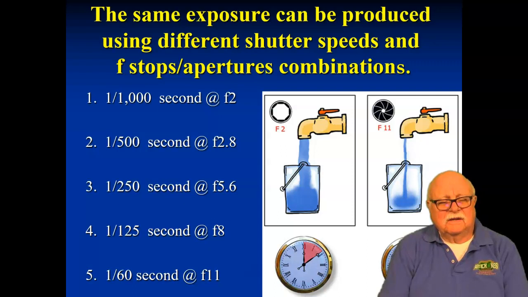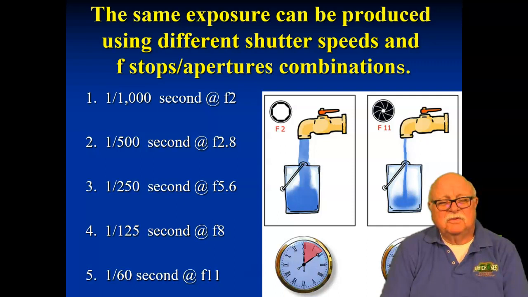Here's an illustration showing how you can get the same exposure using a different combination of shutter speeds and apertures. At 1/1000th of a second, your lens has to be very wide open so that you get a lot of light to come through the lens in a very short period of time. At 1/60th of a second, you have a slow shutter speed and a small opening so that you can control the amount of light coming through the lens.